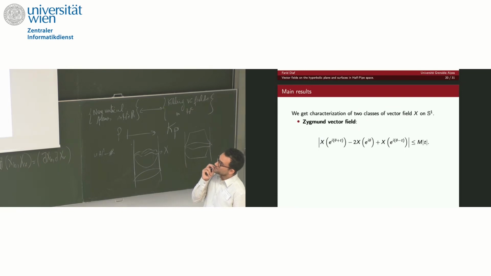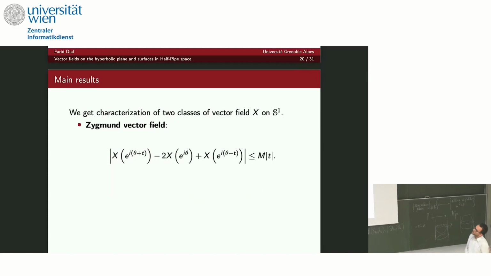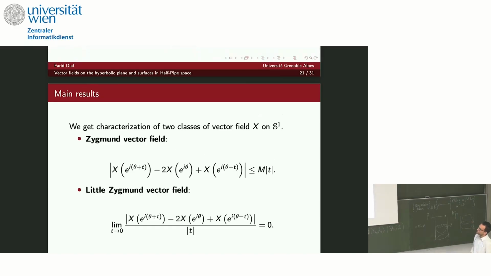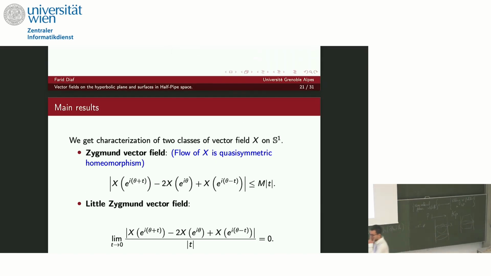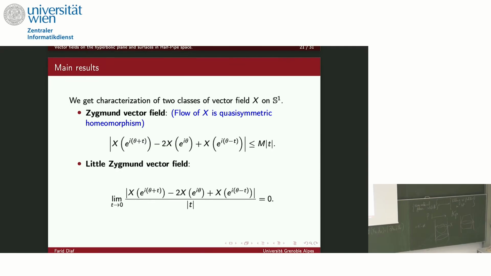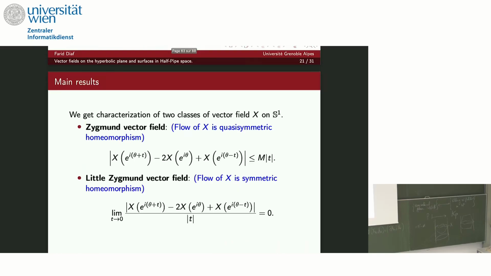Okay, so our 2 results characterize Zygmund vector fields and little Zygmund vector fields. So Zygmund vector fields are the following, so they satisfy this inequality. For little Zygmund vector fields, we have a uniform convergence to 0. Instead of having the quotient bounded, we require that this quantity converges to 0. And in fact, these 2 classes are related to what Barbara talked about. So Zygmund vector fields are related to the tangent space of quasi-symmetric homeomorphisms. So if you want, the flow of X is quasi-symmetric. For little Zygmund vector fields, the flow of X is a symmetric homeomorphism. It's a stronger requirement.